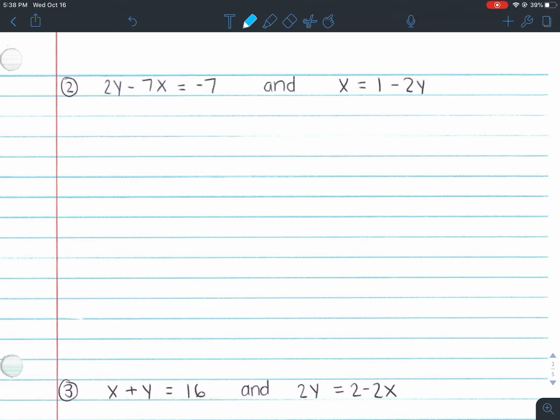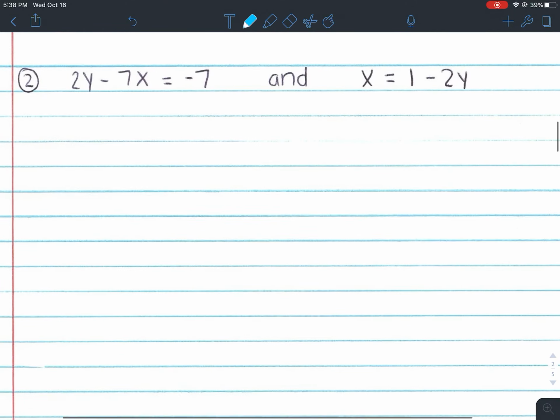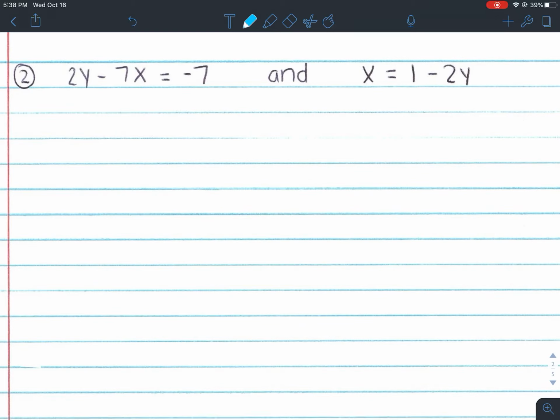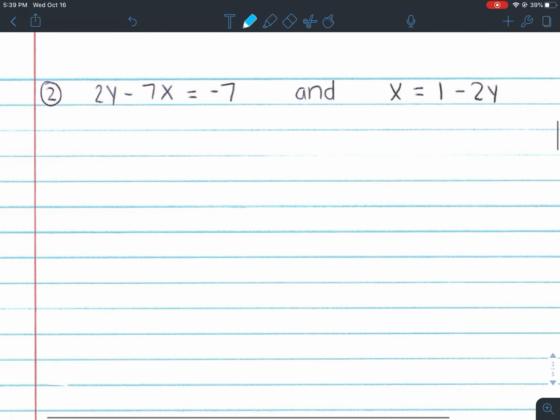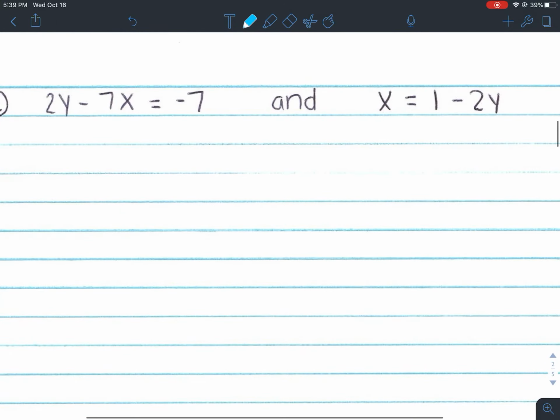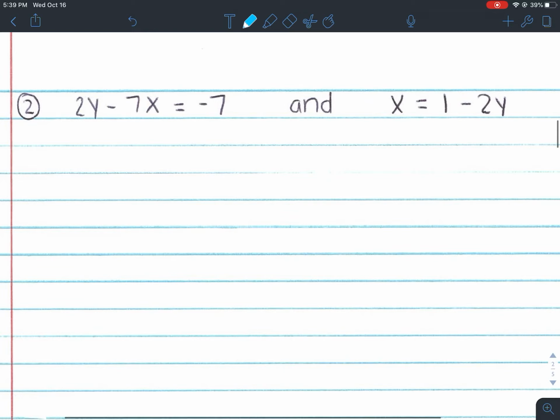All right, so let's go ahead and do number 2. And we're not going to check on this one, but we are going to solve by substitution. So you always want to look at both of your equations and see, is there one that's easier to get the variable by itself? So here I have 2 equations. I have 2y minus 7x equals negative 7, and I have x equals 1 minus 2y. If you haven't noticed already, notice how the second equation already has x by itself. So it already did some of the work for me. It got x by itself.